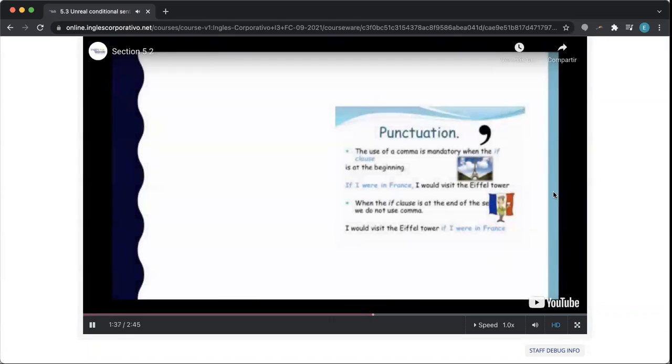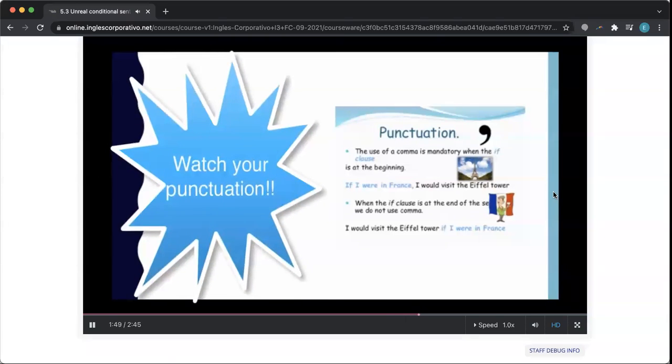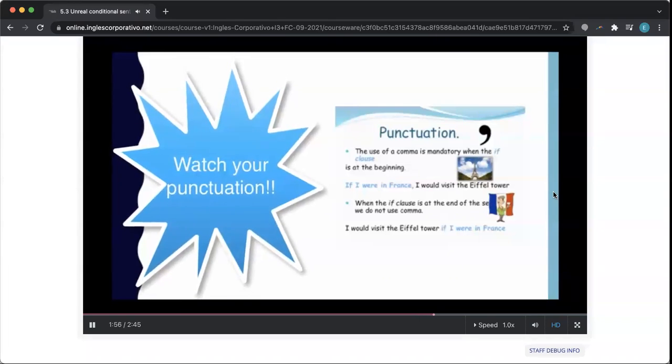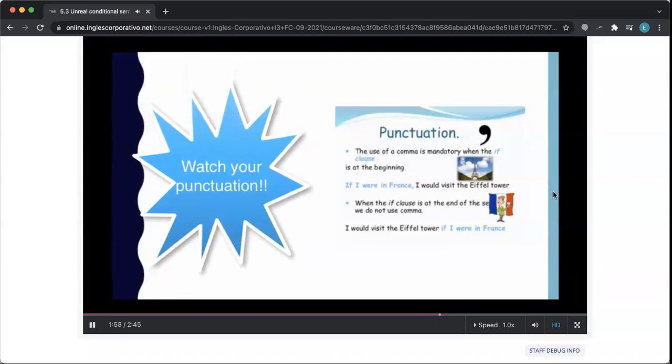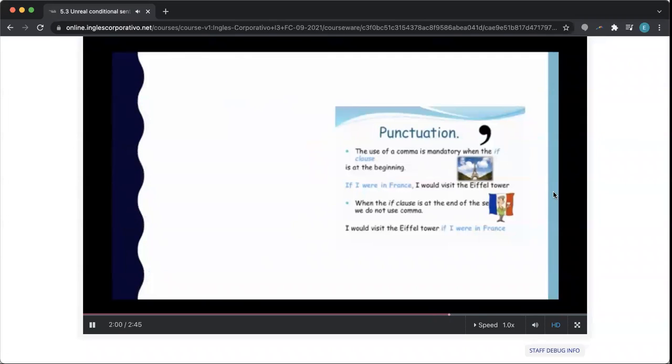We want you to pay attention to the following. Clauses may change position. If clause may be first or vice versa. But you need to watch your punctuation. The use of comma is mandatory when the if clause is at the beginning. Read the following example and notice the use of a comma. But when the if clause is at the end of the sentence, we do not use a comma.